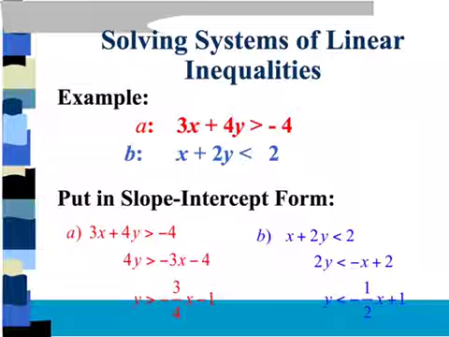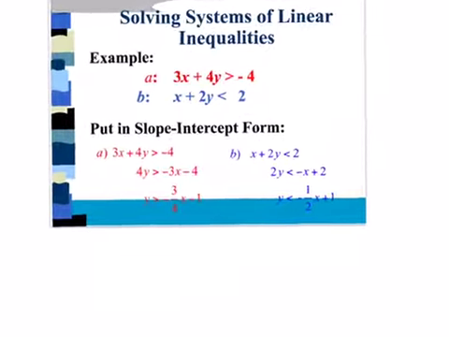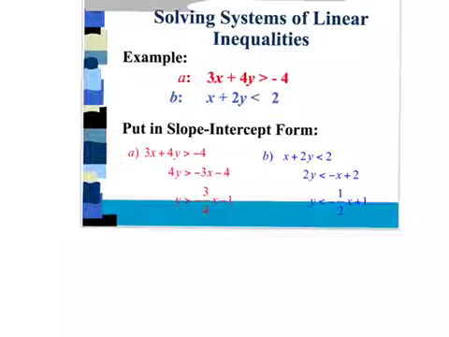So if we were given the system of linear inequalities, 3x plus 4y is greater than negative 4, and then x plus 2y is less than 2, the first thing we'd have to do is put it into slope-intercept form. So you can see I've already done that for you here. So I've already put it in slope-intercept form.